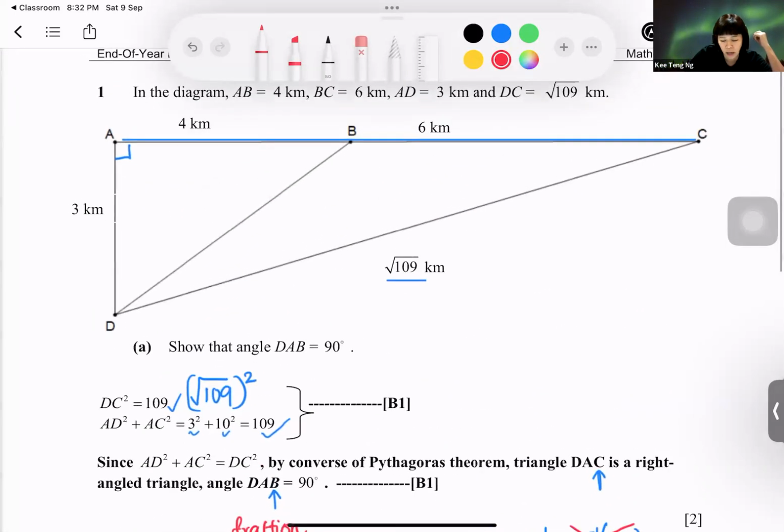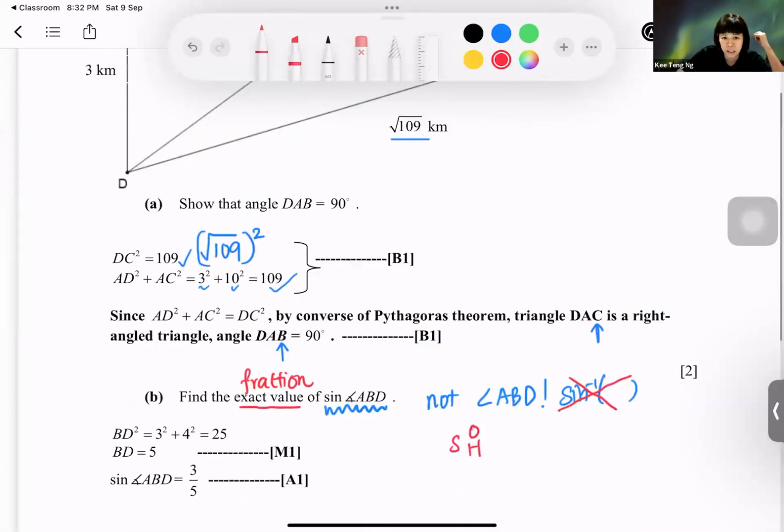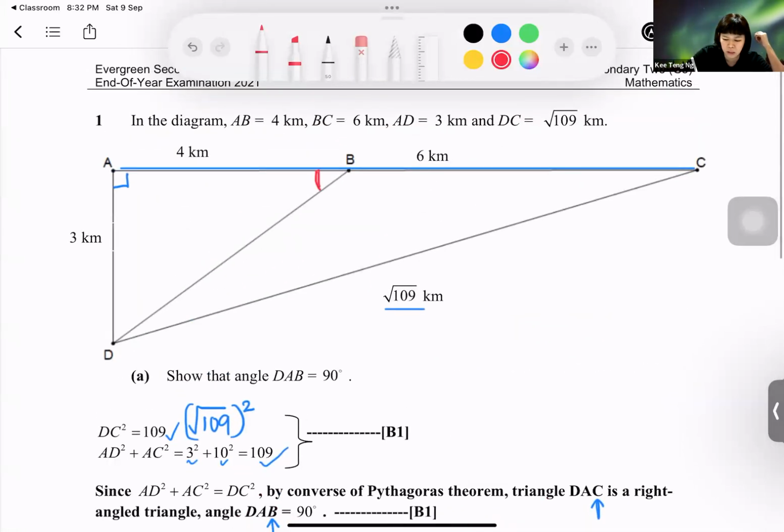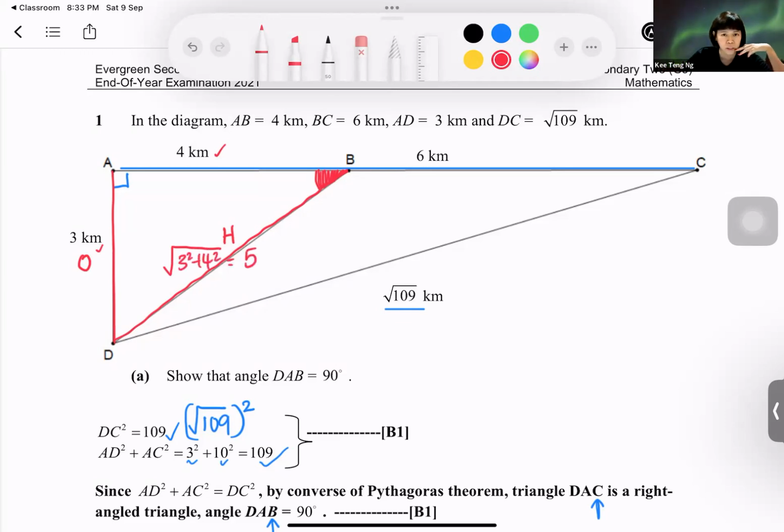So first, where is the angle ABD? Angle ABD will be here. If this is my angle, then I have my right-angled triangle over here, and sine is O over H, hypotenuse. But we need to find what our H is, and obviously, we can use the Pythagoras theorem itself. We have 3, we have 4. Since it's the longer side, we add them together. So 3 squared plus 4 squared, square root, which gives me an exact value of 5.